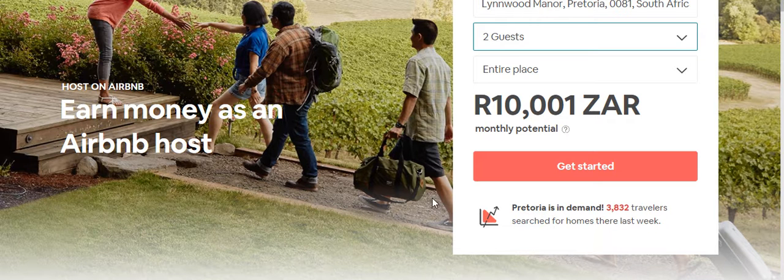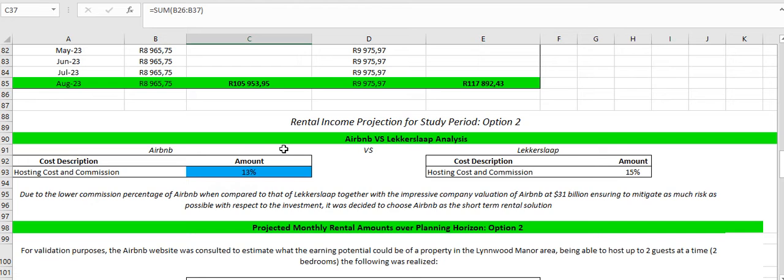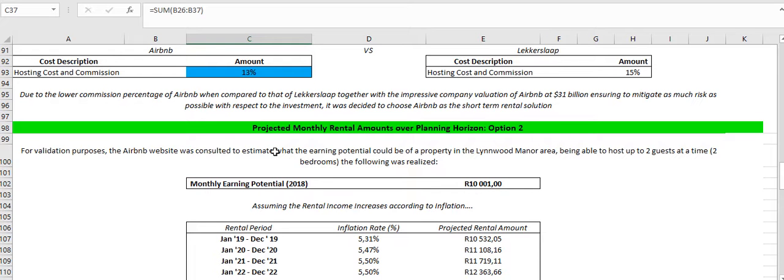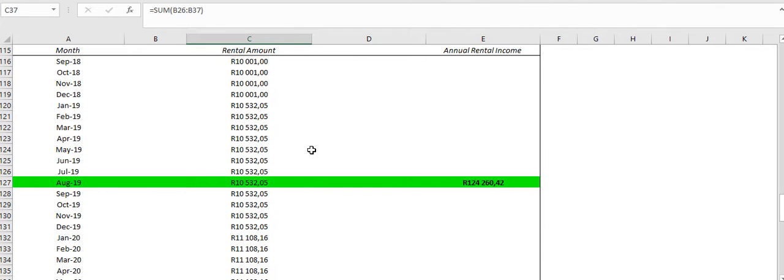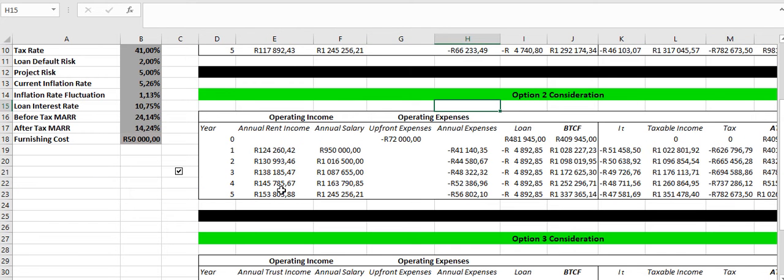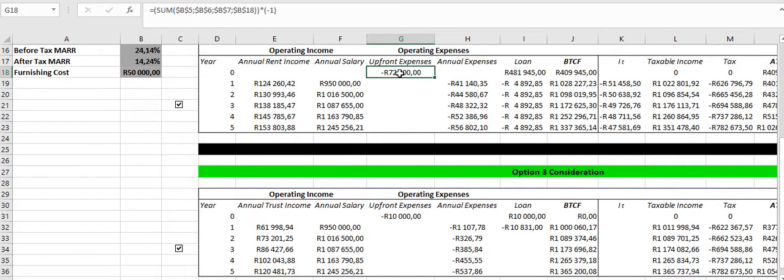for 2018. Rental amounts for the remaining period were forecasted by taking inflation into account and thus segmented to determine the annual rental income amounts for each period, as can be seen over here. These values were then translated to the face of the NPV table of option 2. The upfront cost for option 2 incorporated the furnishing of the apartment to the value of 50,000 Rand and thus translated onto the NPV table, which can be seen over here.